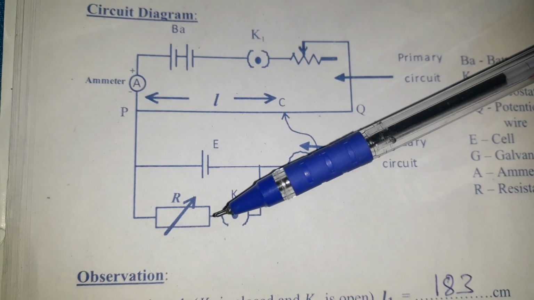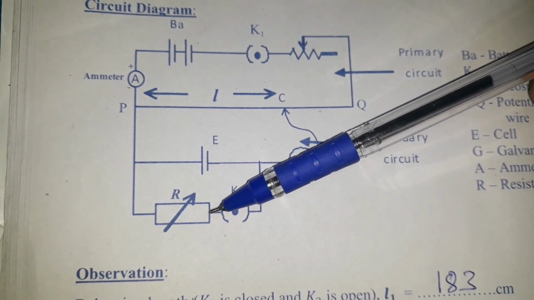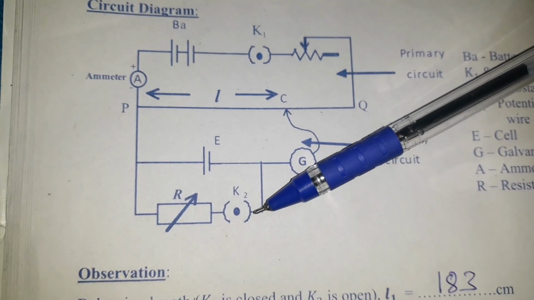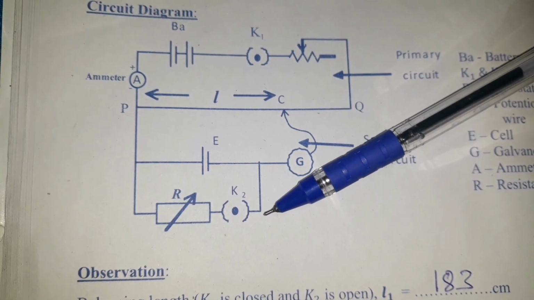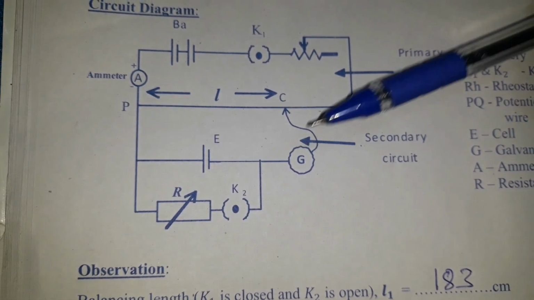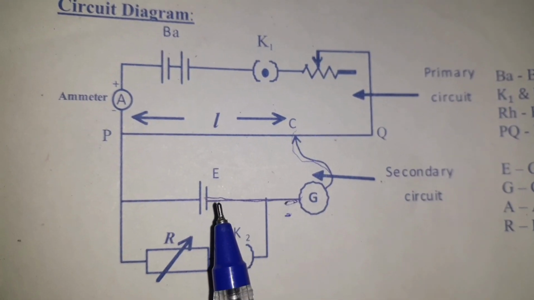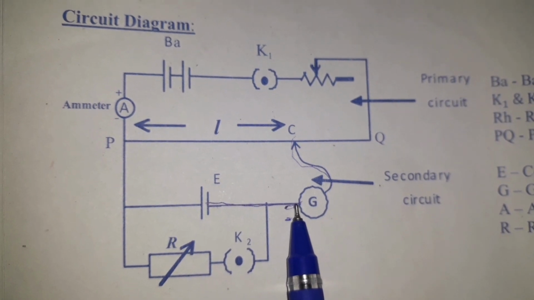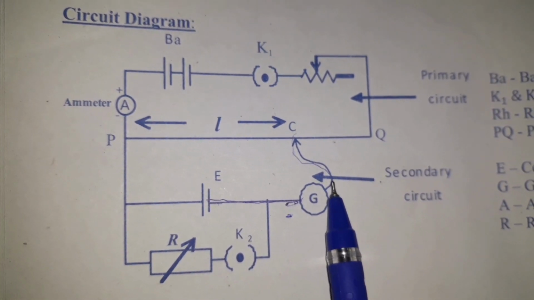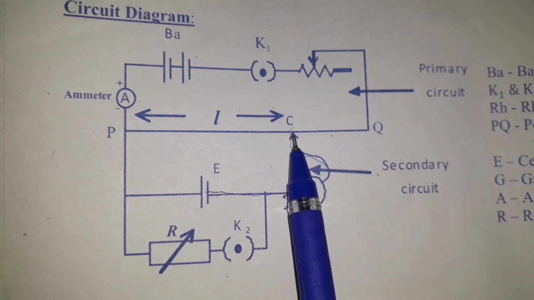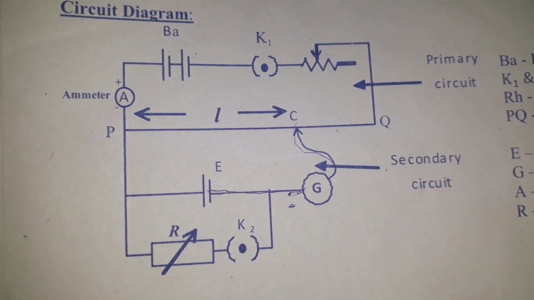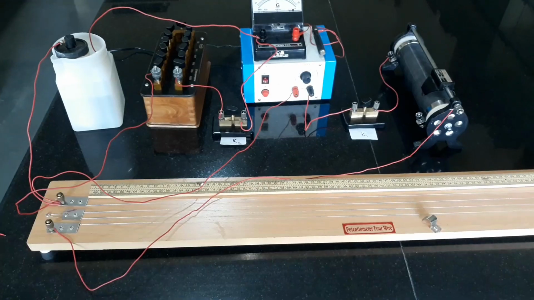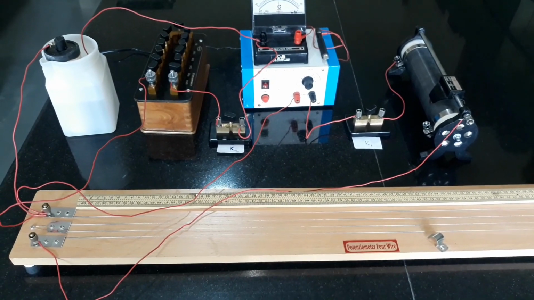Then another end of the resistance box is connected to the first point of the second plug key, and the second point of the plug key goes to the galvanometer negative. After that, Leclanché cell negative is also connected to the galvanometer negative. At last, the galvanometer positive directly goes to the jockey. So this is the circuit diagram. Using this circuit diagram, now we are going to connect a circuit. Now the circuit is connected using the circuit diagram.